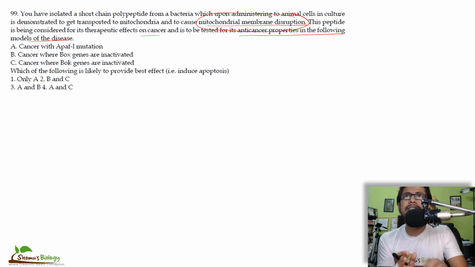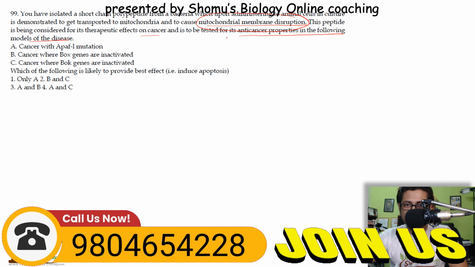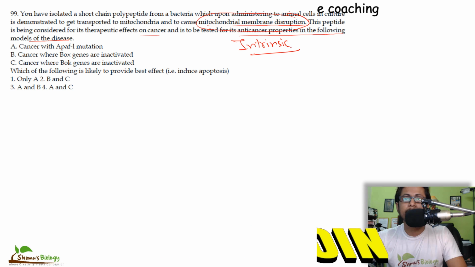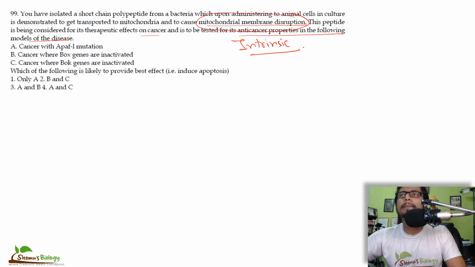Now this signal cascade ultimately activates caspase 3, which activates nucleases that kill the cell. To answer this question, we need to know this mechanism of apoptosis, which is the intrinsic mechanism of apoptosis, or intrinsic mode of death. So intrinsic apoptosis involves pore formation in the mitochondria, and here they ask which of the following properties in the following models of the disease, like the therapeutic effects on cancer, and it is to be tested for its anti-cancer properties for the following disease.